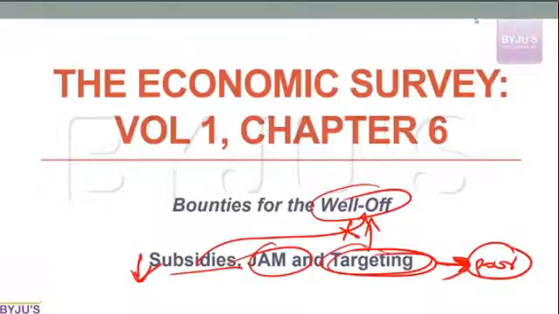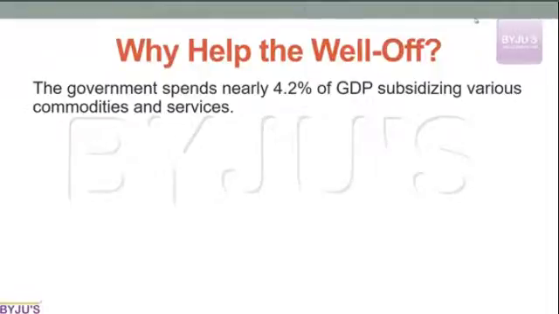So again, this chapter is about targeting of subsidies and some other aspects as well. So basically, is government services going to the poor or to the rich? That is the question of the chapter. It's a very simple, very focused chapter, so a very easy chapter for us.